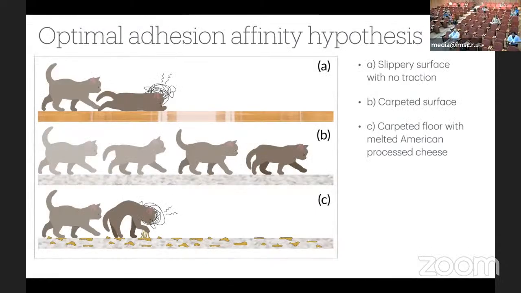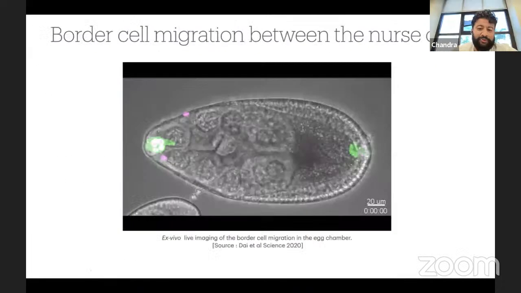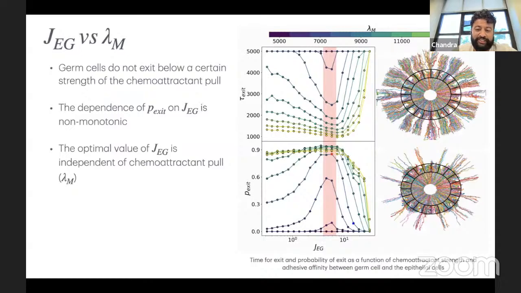So this non-monotonic dependence of cell motility on adhesion is interesting. Do you have a curve of this? The one place where I've explored enough to have a curve is this. Oh, okay.